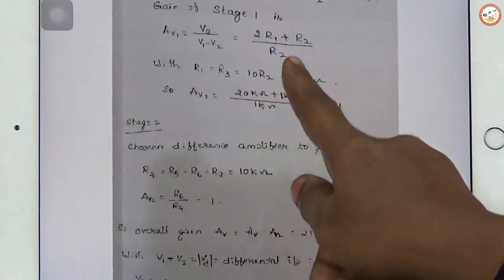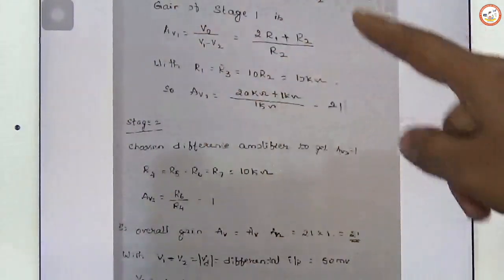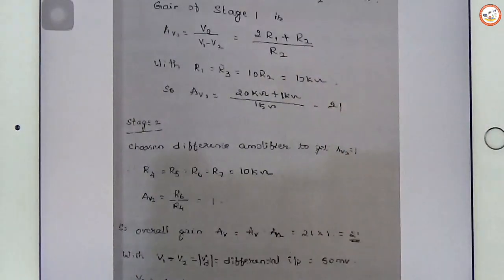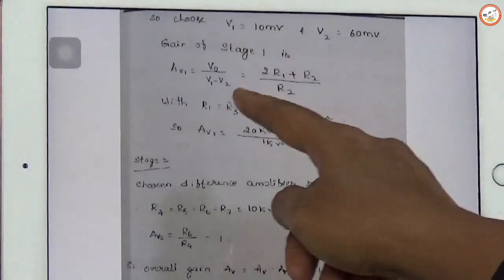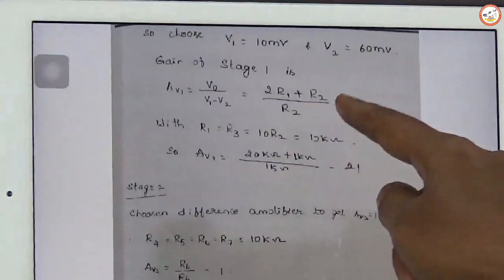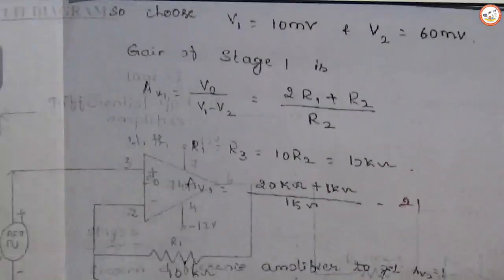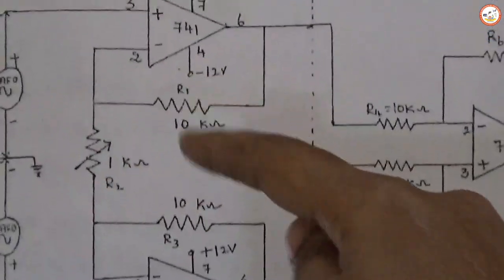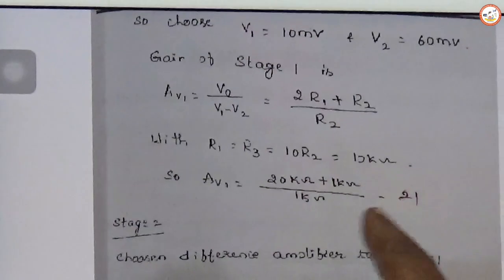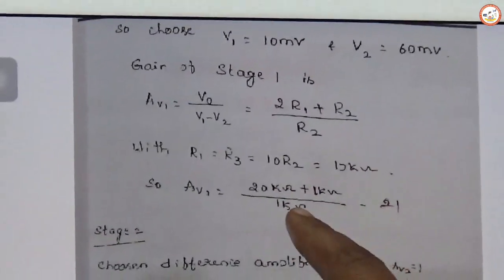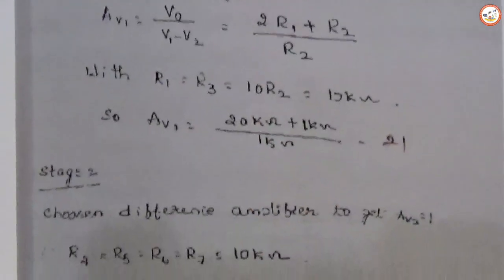Stage 1, overall gain of the stage 1 is V0 by the difference input, V1 minus V2, two inputs difference, which is (2R1 plus R2) by R2, that means this is 2R1 by R1 plus R2. To have a gain of 21, they have chosen the values of R1 and R3.